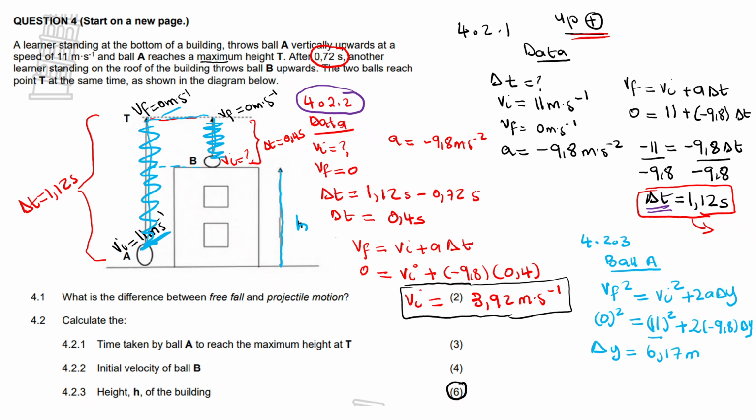Because when you solve this, you're going to have 11 squared equal to negative 19.6 delta y. Then you divide both sides by negative 19.6. So then you'll have your 6.17 meters. So this is the distance traveled by ball A. Okay, I hope this makes sense. Now let's go and find the distance traveled by ball B.